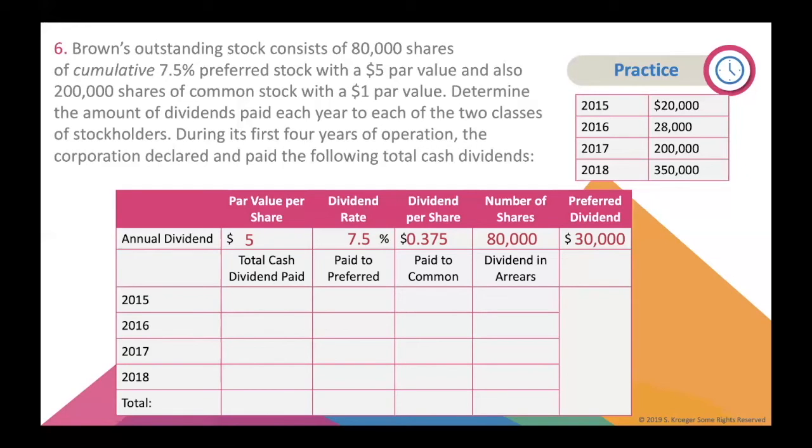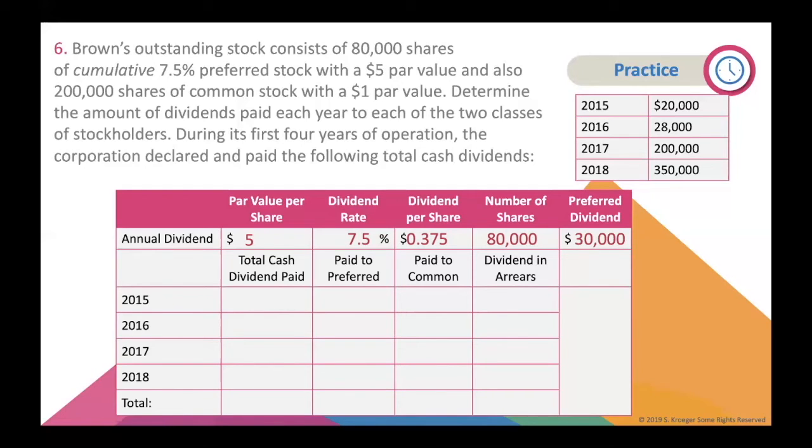All the rest of the money will be given to common shareholders. The small chart on the top right corner shows how much we can pay out in dividends. The first year is 2015. We have enough money to pay out $20,000 in dividends.